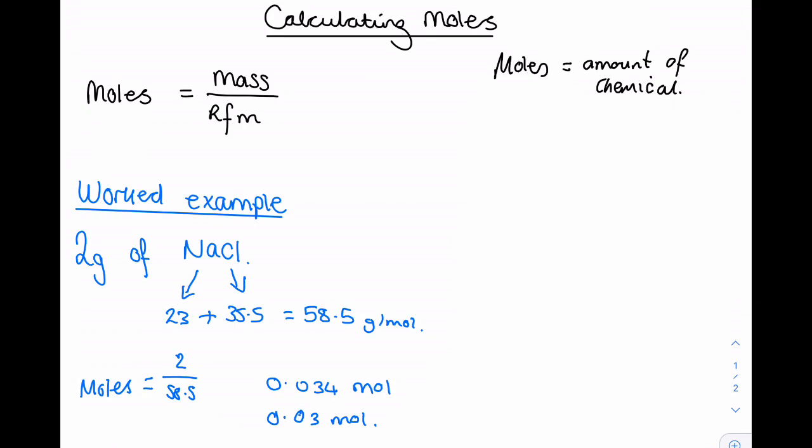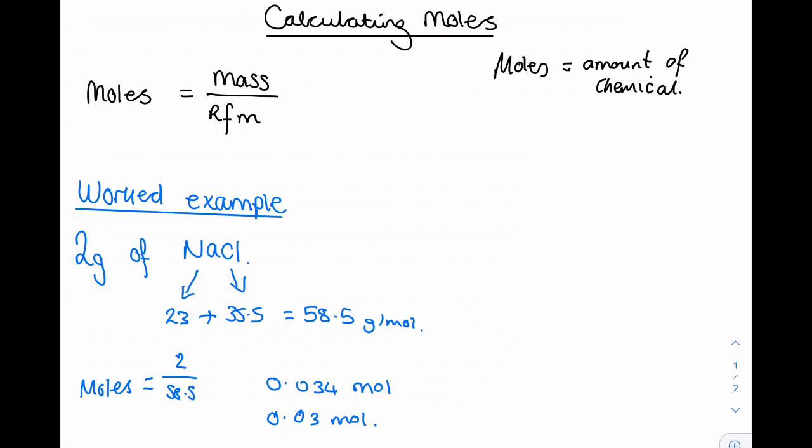So what have we gone through today? We've looked at how moles is just a way of chemists and scientists comparing the amounts of different chemicals. We've then looked at how we can calculate moles by dividing the mass by the relative formula mass. And relative formula mass is something we looked at in a previous video, so if you're not sure where I got these numbers from and how I calculated this, you might want to go back before having a go at calculating these moles.